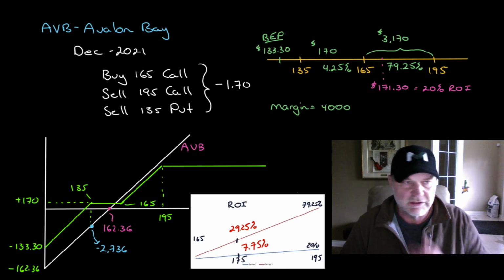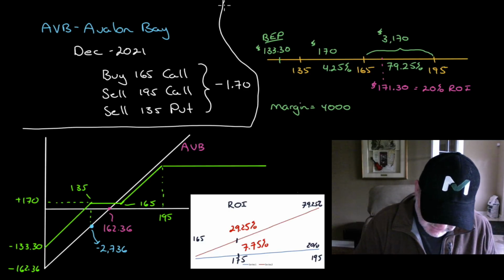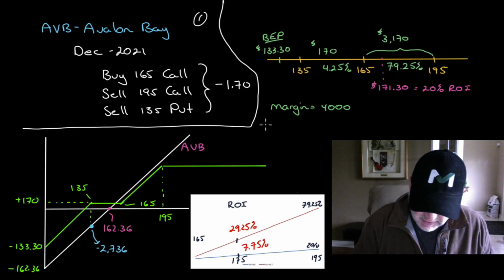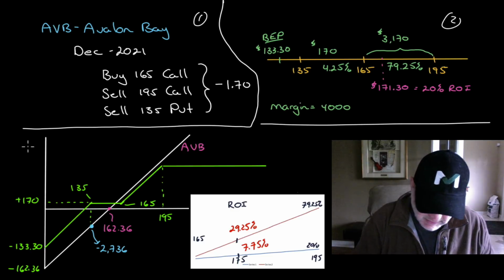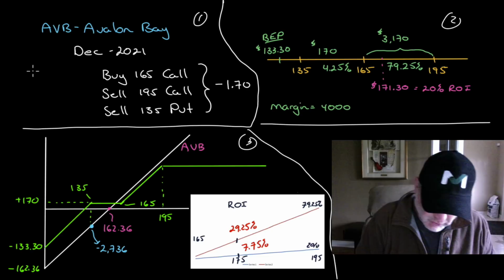All right, I know this is a busy screen, but we're going to break it down into different cells. Let's just look at this first cell, number 1. Then we'll move over here to number 2. Then we'll move down here to number 3. So number 1, here's the trade.